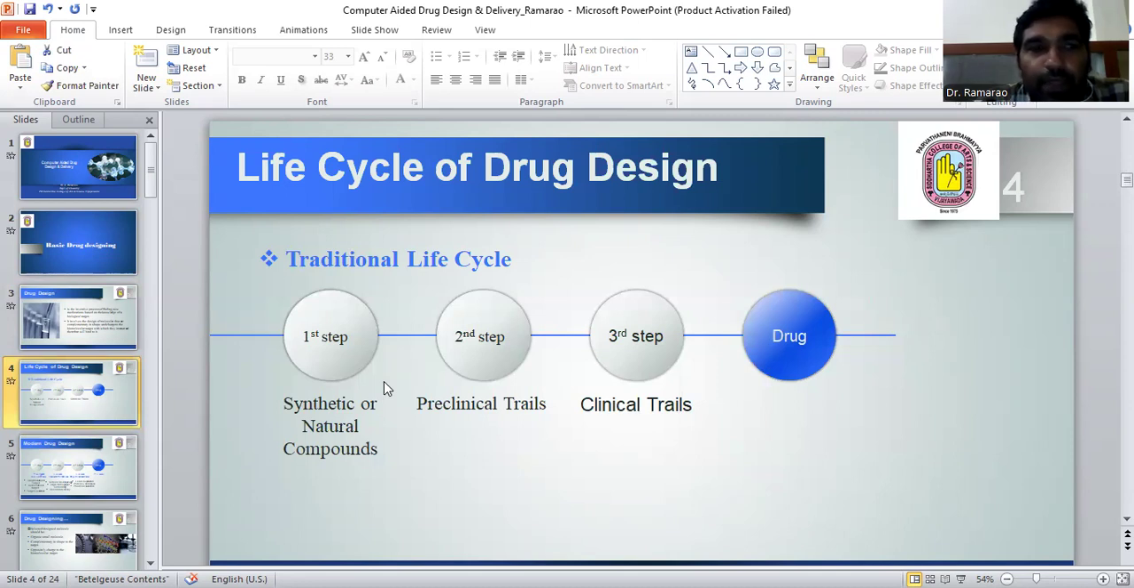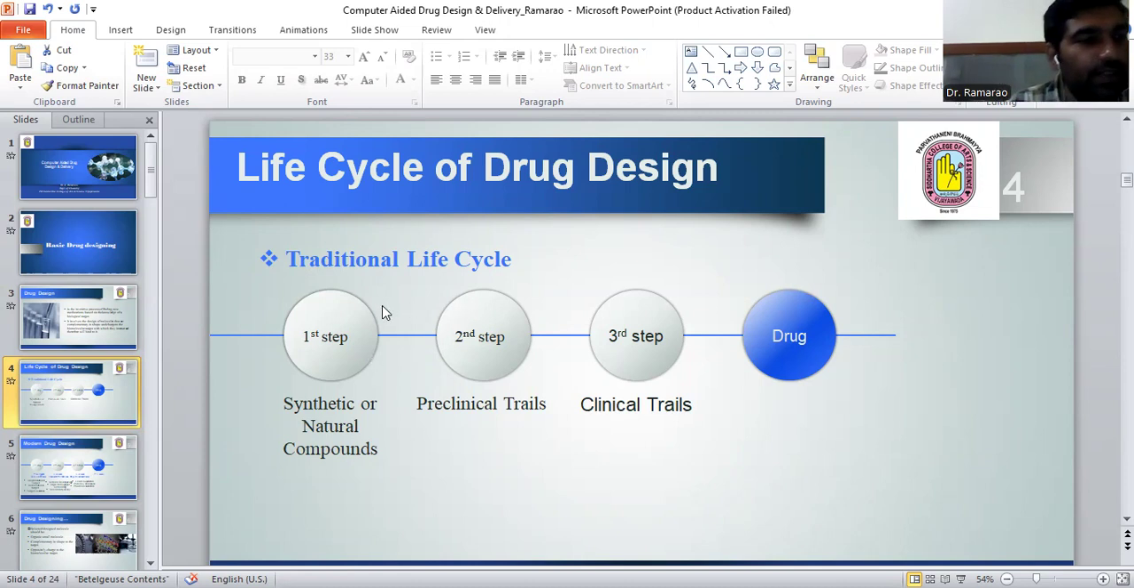That means if you take the ratio, in the first step 10,000 active molecules and in the last step one drug. It costs more than $1 billion and takes 10 to 14 years. It is a huge investment and a huge manpower requirement for getting one drug approved by the FDA.